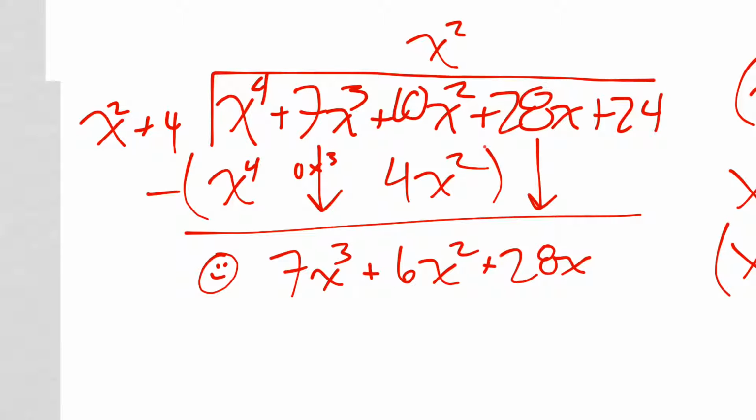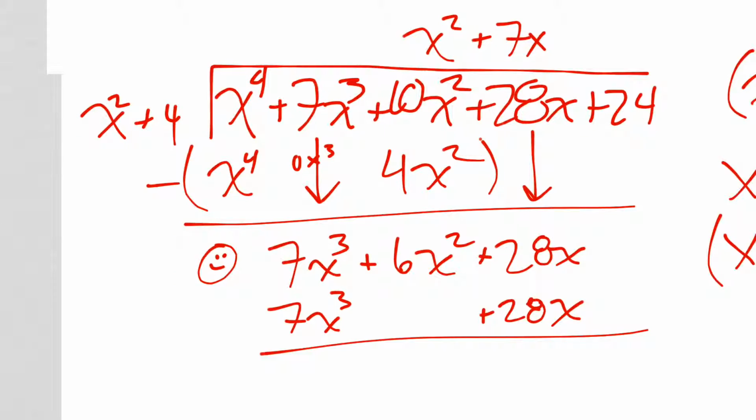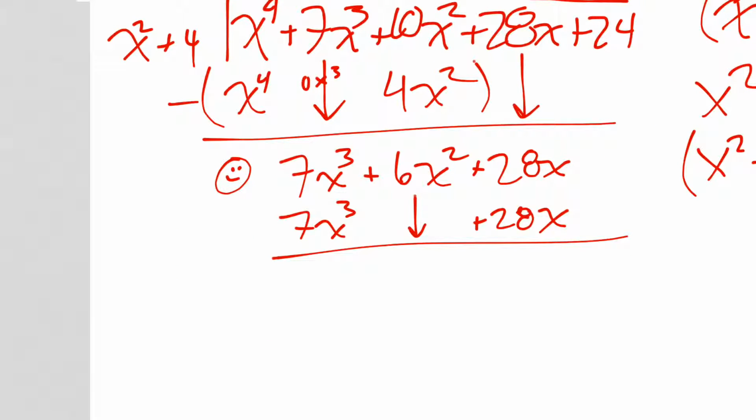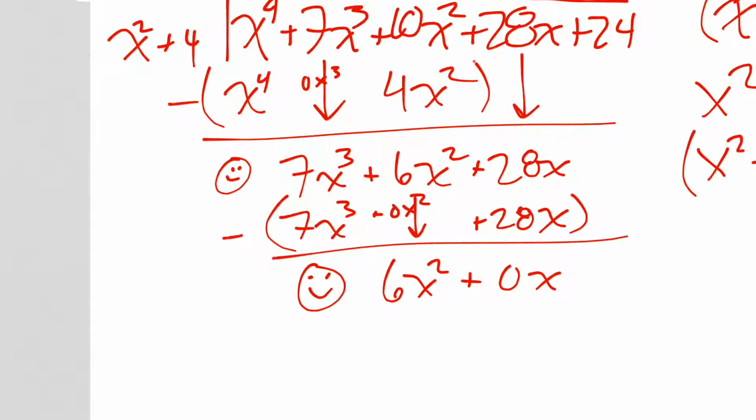And let's play the game again. We say x squared times what is 7x cubed? Well, it's got to be 7x. 7x times x squared is 7x cubed. 7x times 4 is a positive 28x. And again, we have that awkward gap, and that 6x squared is just going to drop down because it's like we have a 0x squared in there secretly. And we're subtracting this whole thing, and we get 7x cubed minus 7x cubed is 0, and 6x squared minus 0x squared is just 6x squared. But look, 28x minus 28x is 0x, which is kind of sweet.